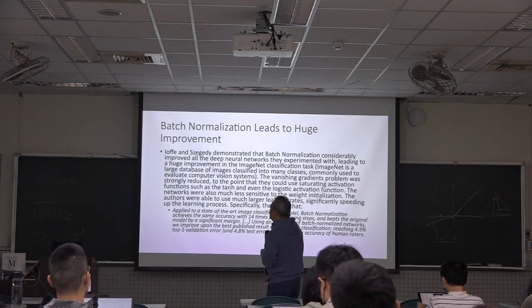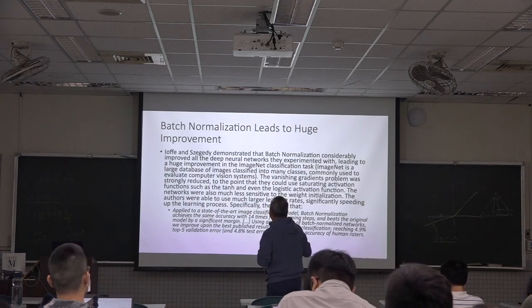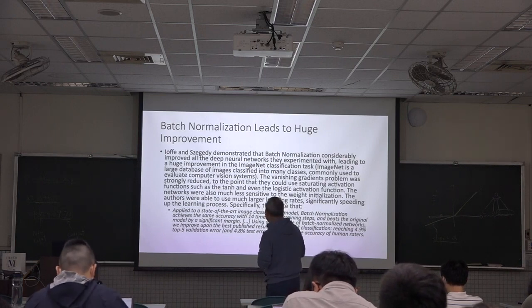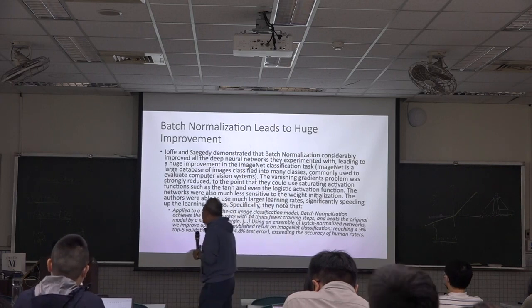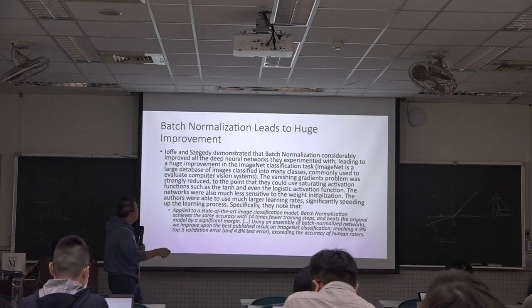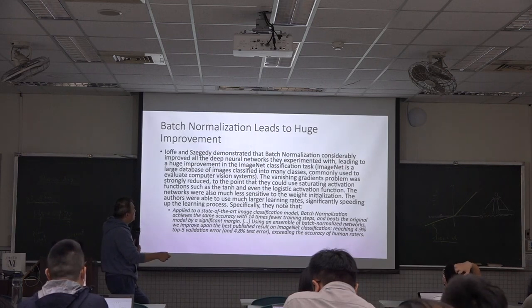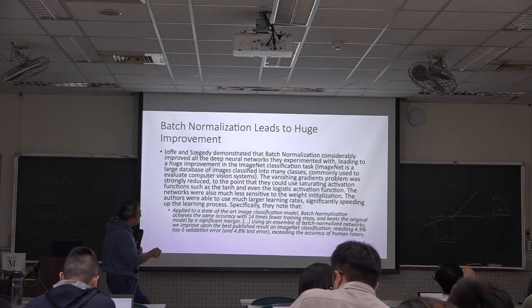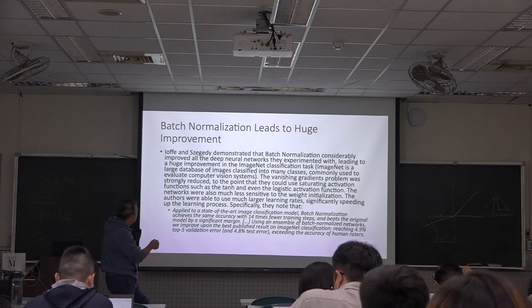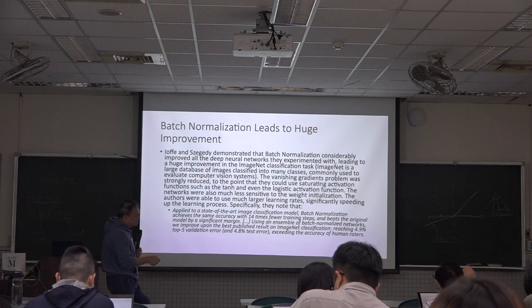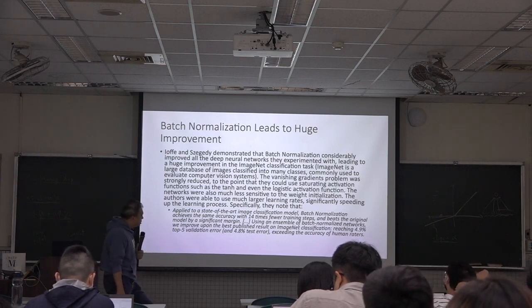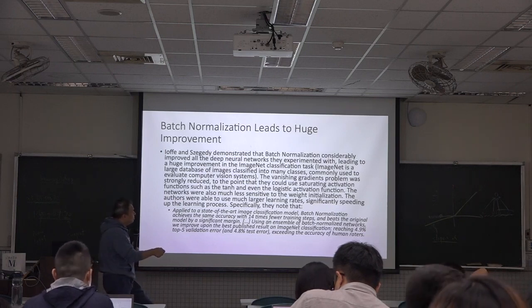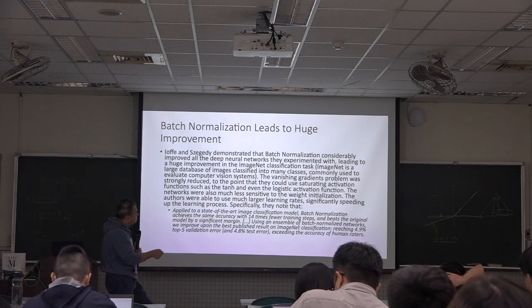So Ioffe and Szegedy demonstrated that batch normalization considerably improved all the deep neural networks they experimented with, leading to a huge improvement in the ImageNet classification task. At the time they wrote the paper, ImageNet classification was the most challenging image classification task, but of course now it is no longer that difficult.